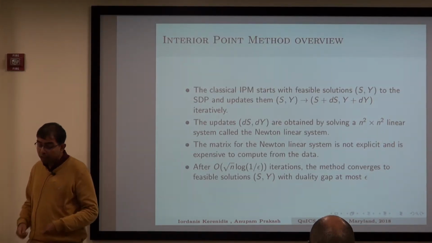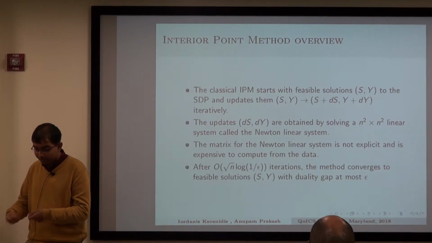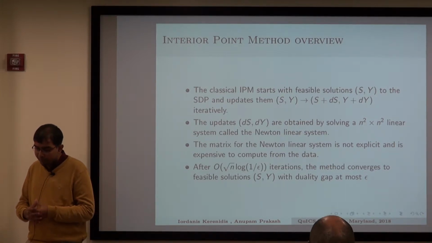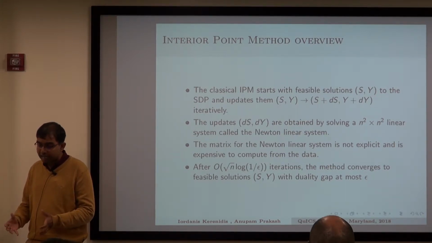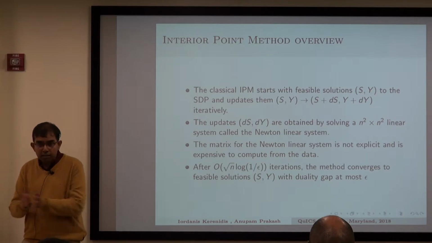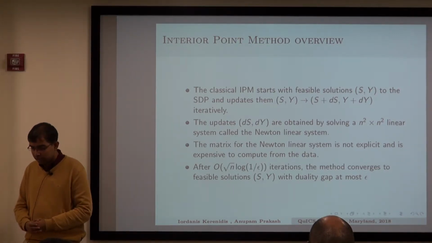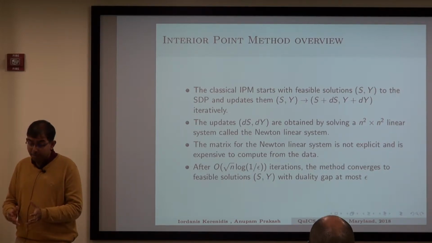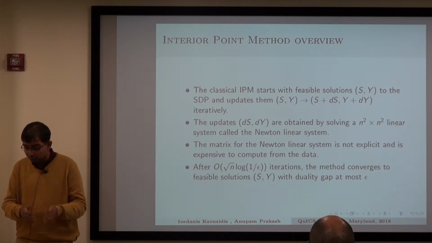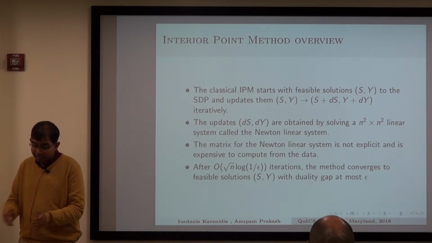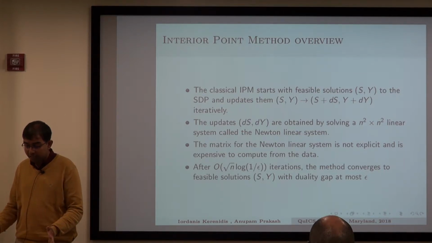Okay, so now let me turn to the interior point method, and I begin with an overview of the classical interior point method. The classical IPM starts with feasible solutions to the SDP and updates them iteratively. Sorry, can you just remind what S and Y are? S and Y are the primal and dual SDP solutions. Oh, primal and dual, okay. So it starts with some feasible solutions S, Y, primal and dual for the SDP, and updates them iteratively, like S goes to S plus dS and Y goes to Y plus dY.